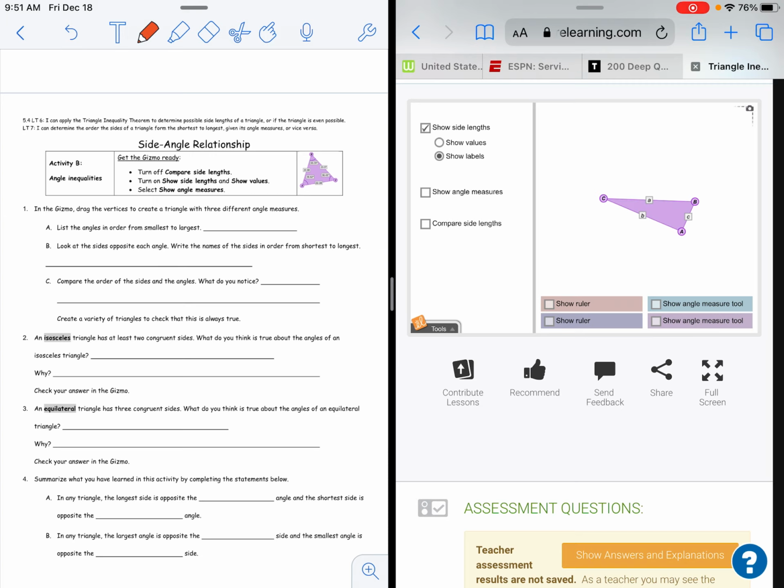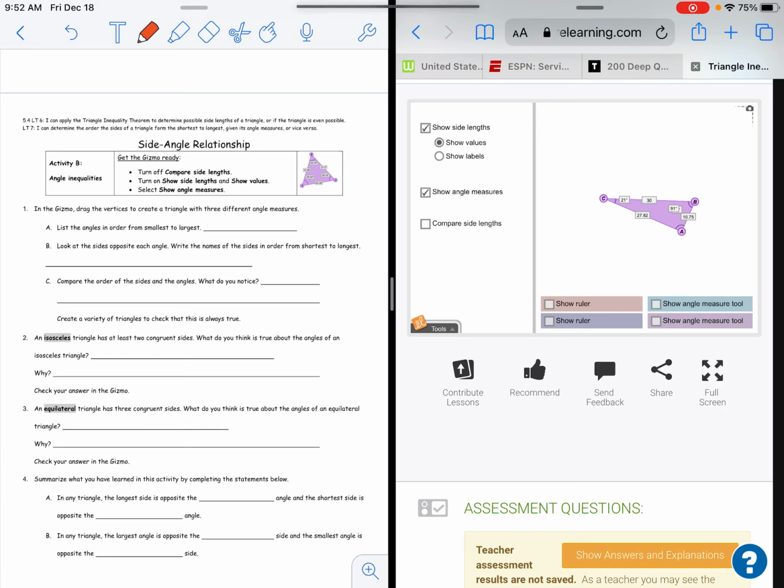Now we're back in the Gizmos. We're going to do the side-angle relationship. So we're going to turn off compare sides, which is already off. Turn on show side lengths, and show values. So we have the values of the sides. And we're going to select show angle measures. That's turned on now.